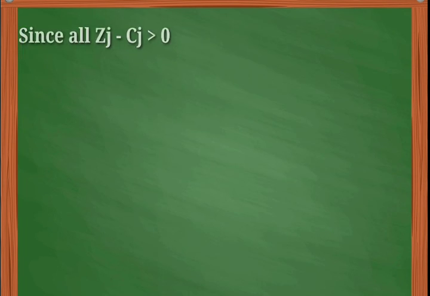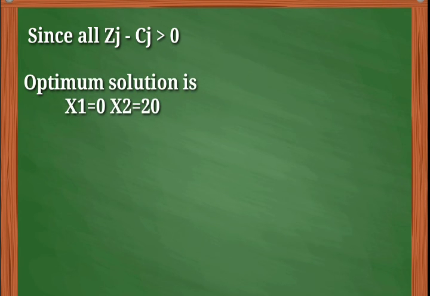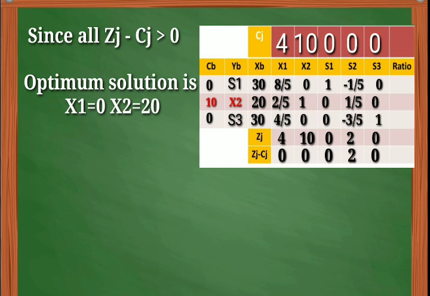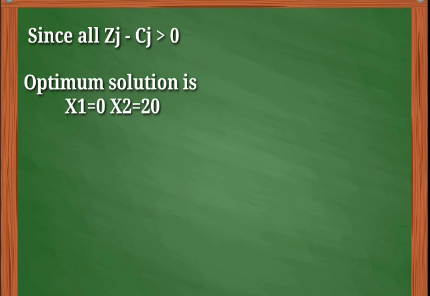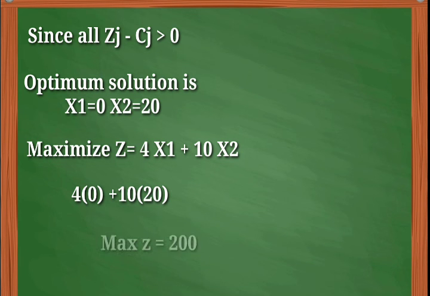So we write that since all Zj minus Cj are greater than or equal to 0, here the optimum solution is x1 equal to 0, x2 equal to 20. Now we apply it in maximum Z. So maximum Z equal to 4 into 0 plus 10 into 20. So we get maximum Z as 200. Okay, I hope you all understand the simplex method sum.